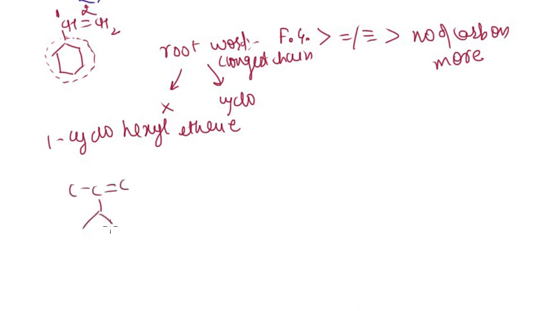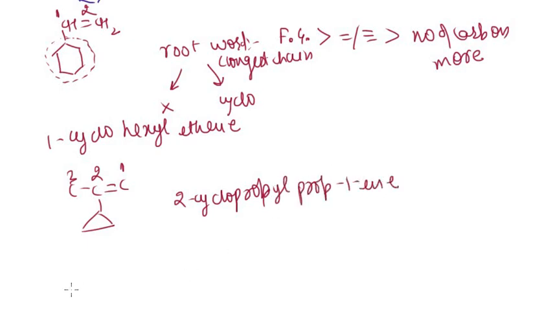If we have this compound, here we number 1, 2, 3. Why are we not choosing the ring as the main carbon chain? Because first of all, the functional group is not present. Now we will check whether the double or triple bond is present inside the chain or outside the chain. It is present outside, so we give the numbering to the principal carbon chain. So it will be 2 cyclopropyl prop-1-ene.